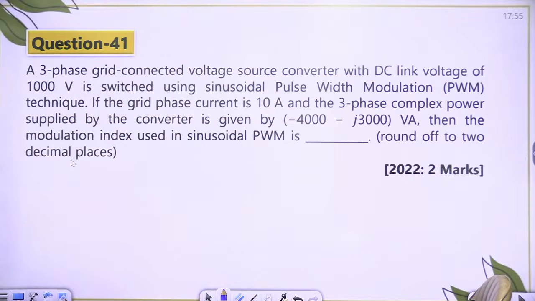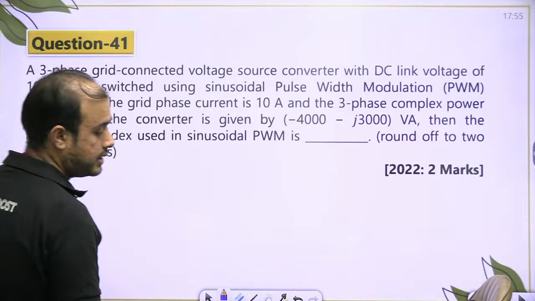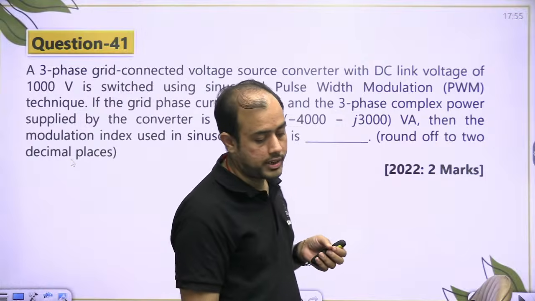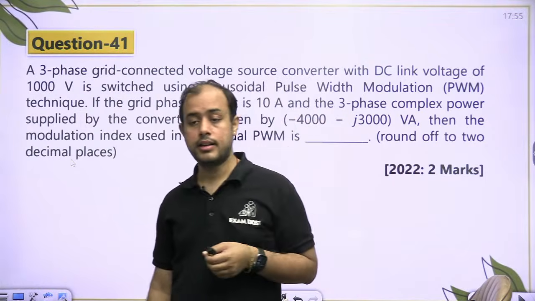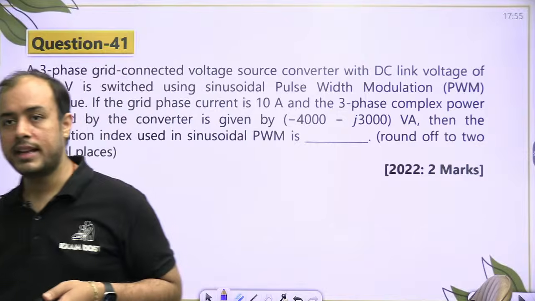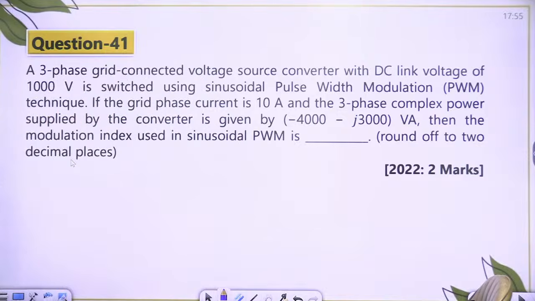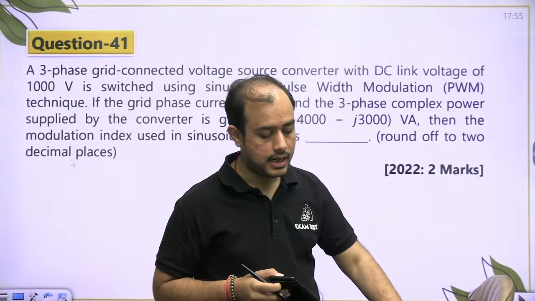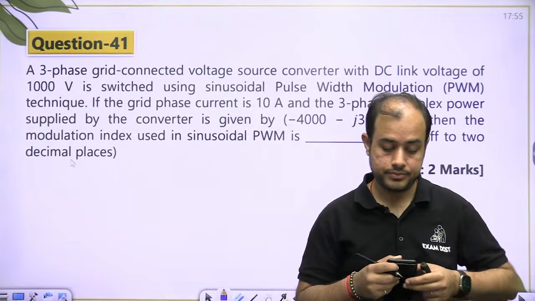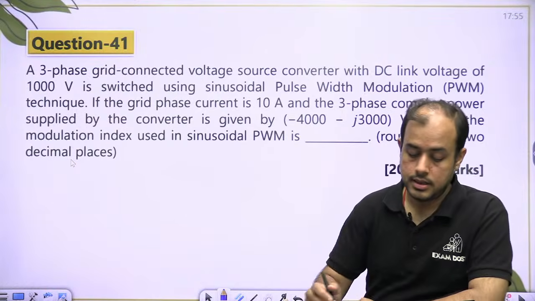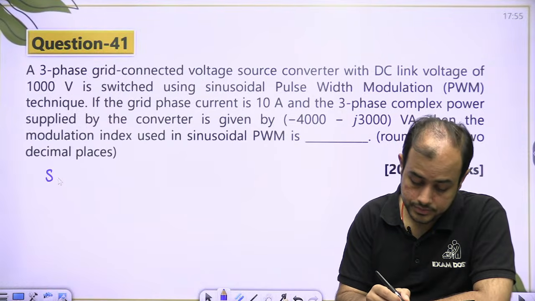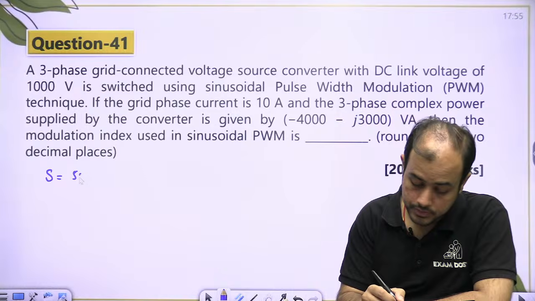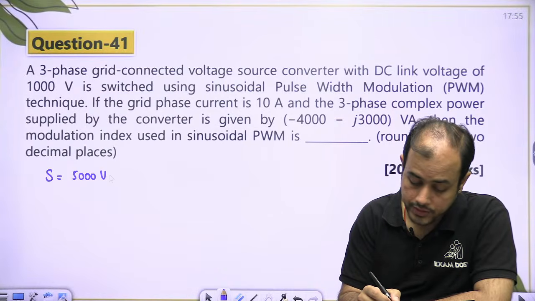ये देखिए, a three-phase grid-connected VSI with DC voltage 1000 is switched using sinusoidal PWM. Grid phase current, complex power is given. What is the modulation index? अब ये देखिए, S will be 5000.